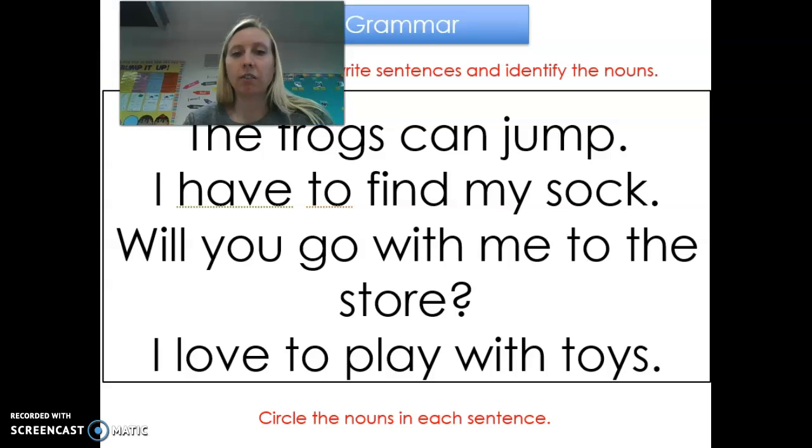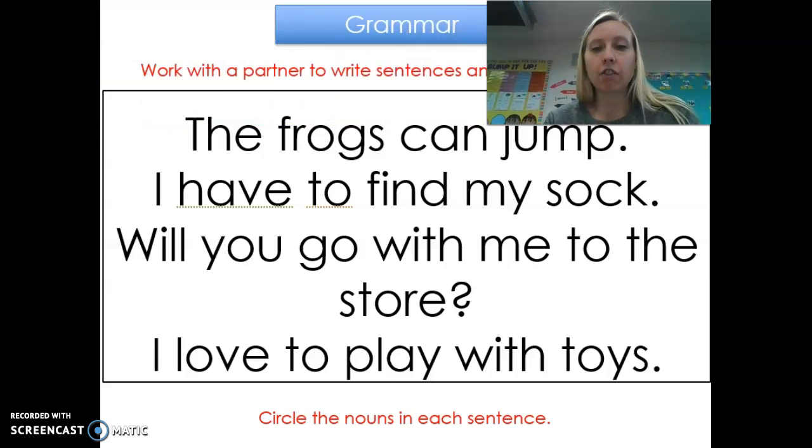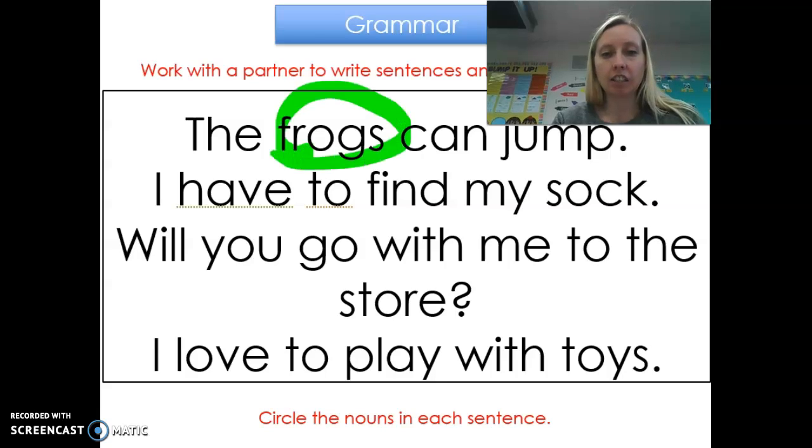Let's look for some more of them. I'll give you 3 seconds. The frogs can jump. So think person, place, or thing for a noun. 3, 2, 1. Frogs. The noun is frogs. It's a thing. I have to find my socks.